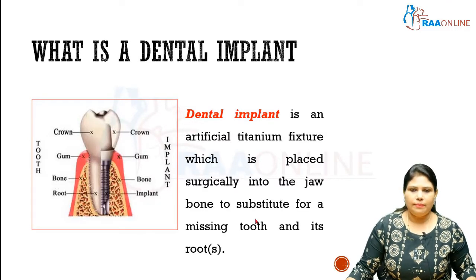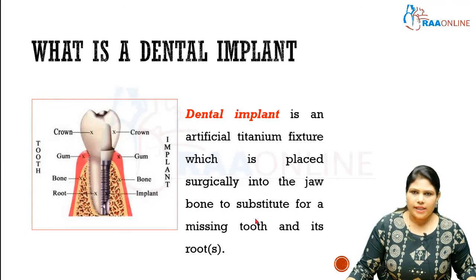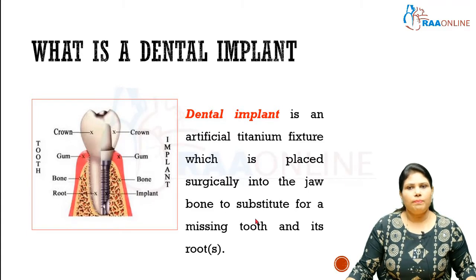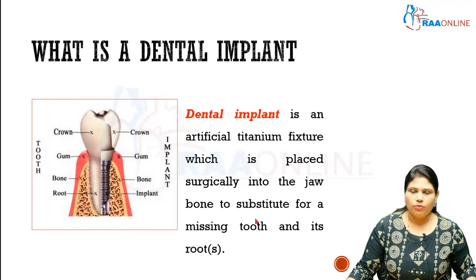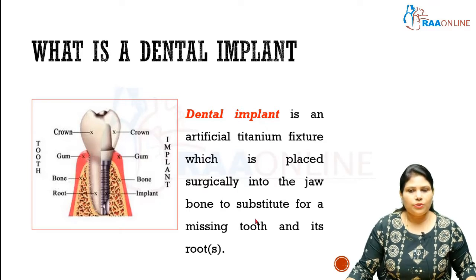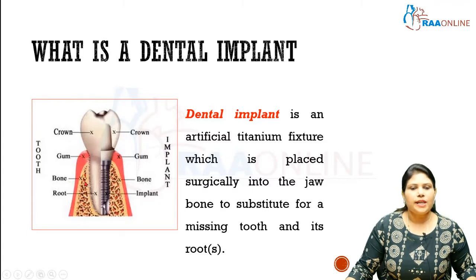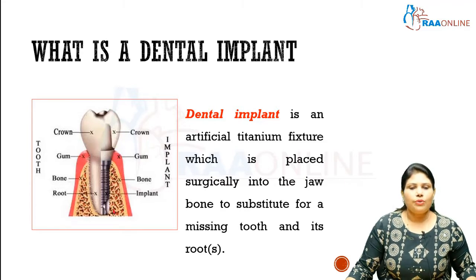So what is a dental implant? It is an artificial titanium fixture which is going to be placed surgically into the jaw bone, and this is going to substitute for a missing tooth and its roots. So if you see in this diagram, a basic tooth structure consists of a crown, a gum portion, a bone and a root. In implants, the root portion is going to be substituted by a screw-like material which is getting embedded into the bone and which is going to act as a root for the tooth.